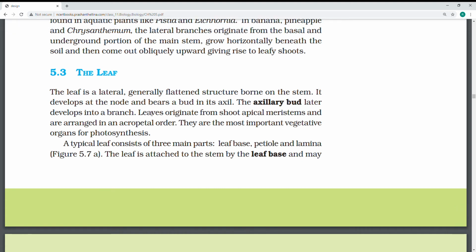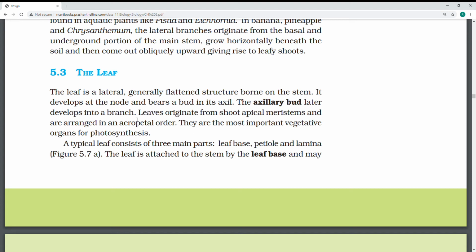The leaf originates from the shoot apical meristem. Shoot means nothing but stem, apical nothing but the tip. These are the key points you have to use in biology. That is why I am explaining each point. The shoot apical meristem is arranged in acropetal order: at the bottom are the long ones, which are older, and up it will be younger ones. They are the most important vegetative organs for photosynthesis. So these contain leaf base, petiole and lamina. The leaf is attached to the stem by the leaf base.